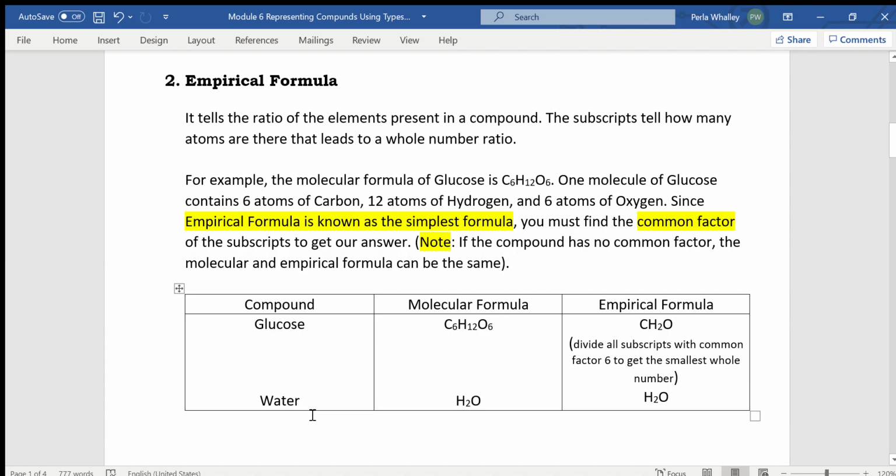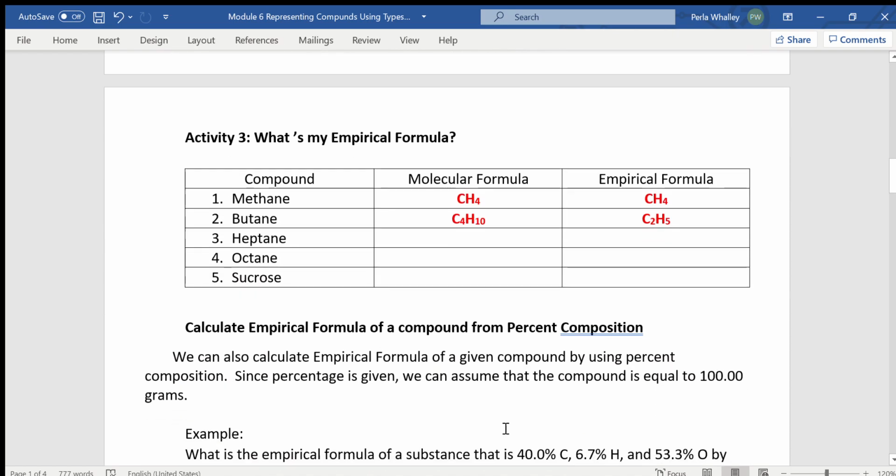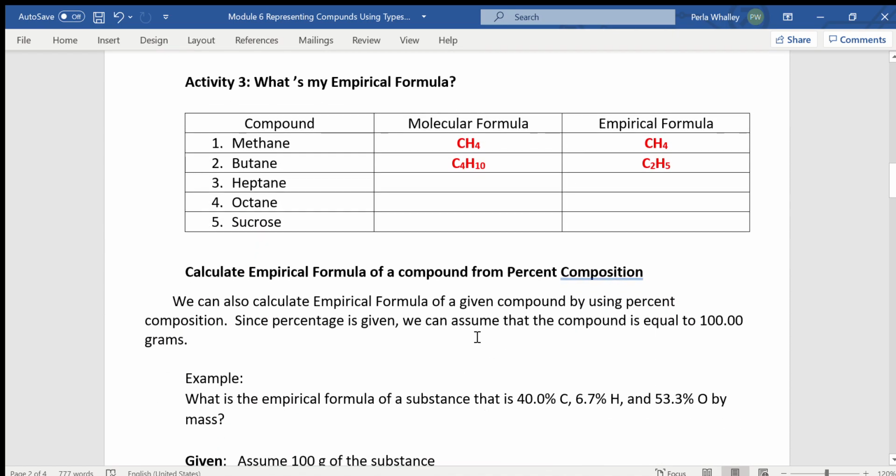Now, note, if the compound has no common factor, the molecular and empirical formulas can be the same. An example of that is water. Water has a formula of H2O. And look, there is no more common factor to divide the subscripts. That means the empirical formula is the same as the molecular formula. Okay?